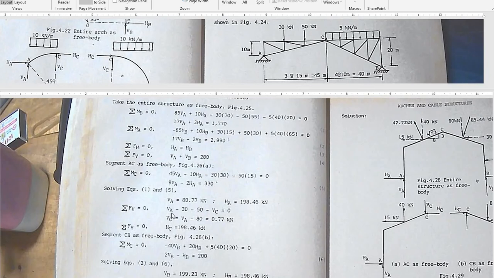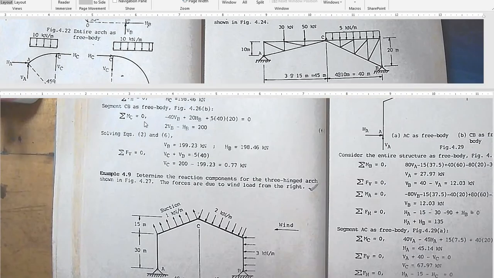And then, summation forces vertical is equal to 0. VA minus 30 minus 50 minus VC is equal to 0. So from here, VC is equal to VA minus 80 is equal to 0.77. Take note na yung VA nanggaling yan dito. Okay? And then summation forces horizontal, you have H sub A minus H sub C is equal to 0. So what is H sub A? 198.46. That is equal to H sub C. Now let's take CB as free body diagram.